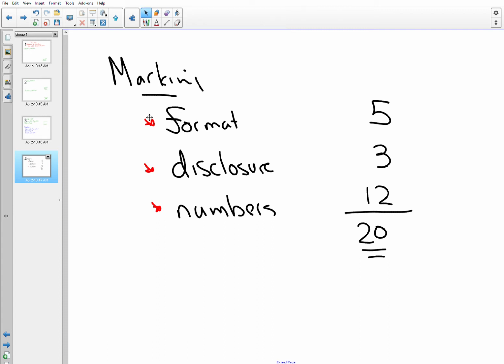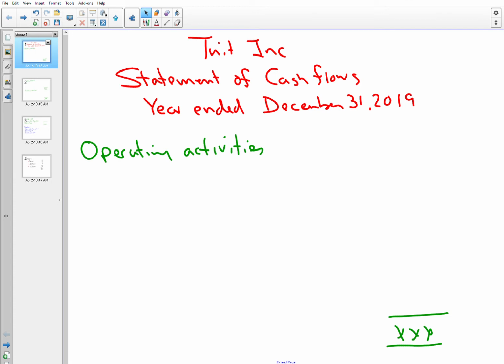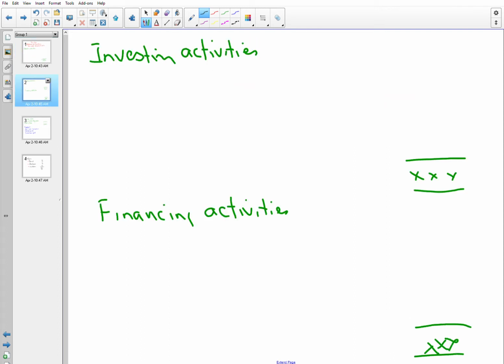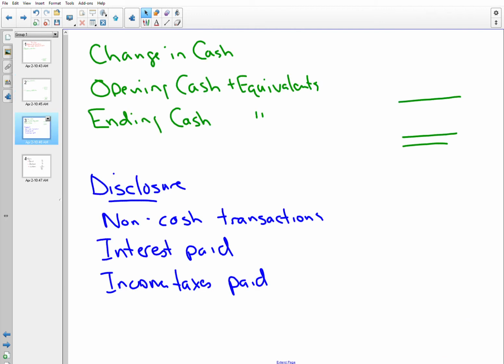So the format marks is really just for setting up what I have here. You need a title. You need sections for operating activities, totaled. Investing activities and financing activities, totaled, to come to a change in cash, add that to your opening cash, and end up with your ending cash, or cash and cash equivalents from the balance sheet. So without putting a number on the sheet, there's 5 marks there.